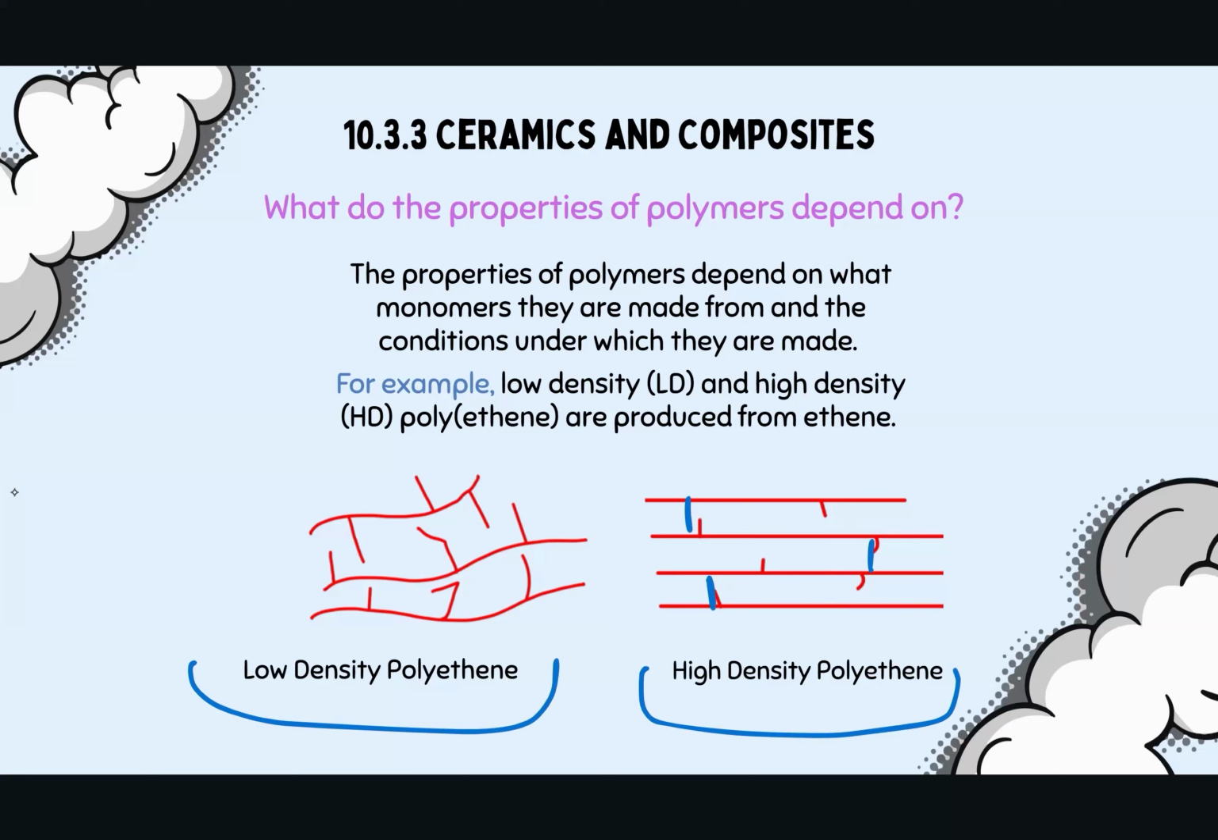Now, high density polythene has more bonds between these layers. It's made at lower pressure, and it needs a specific catalyst. You don't need to know about the catalyst element of this, but it ends up making a plastic which is more rigid. It's stronger. It's usually used in pipes, for example.